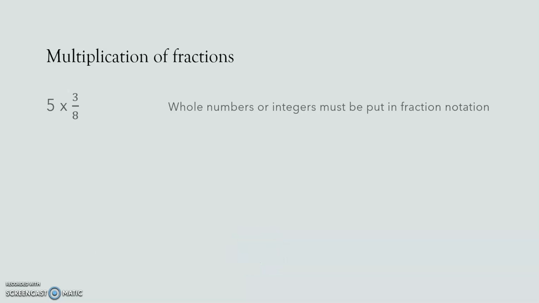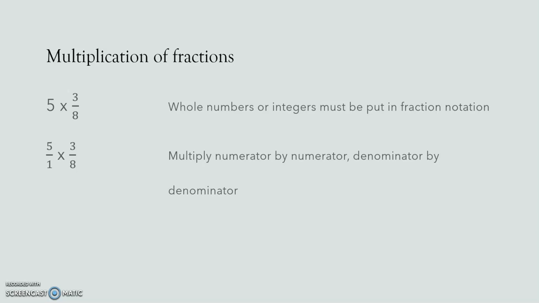Here we have another example of multiplication of fractions. So we do have a whole number or integer in this example, and we need to put it into fraction notation. And that is our number 5. And since it's only a whole number, we just need to stick it over 1 because it's 5 whole things, and there's no other fraction next to it to deal with. And after we do that, we can multiply like normal.